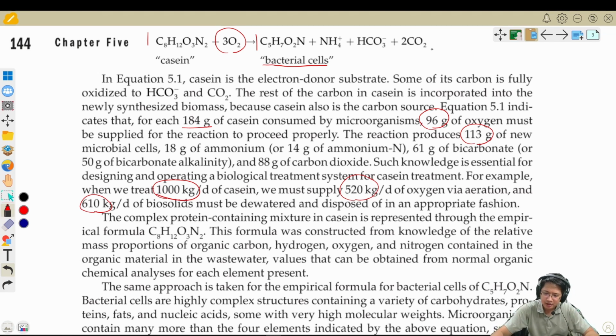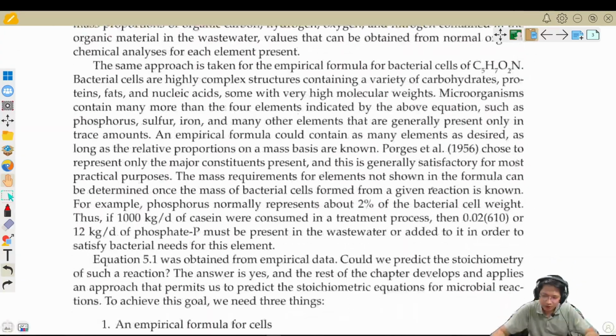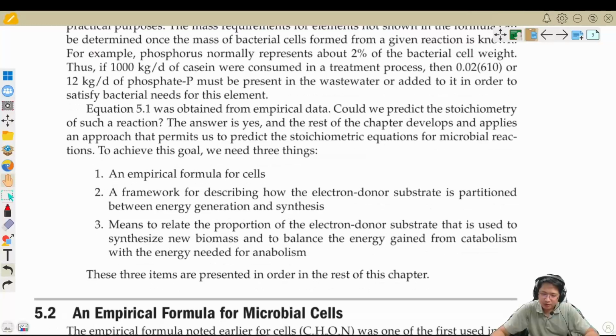From the examples here, we understand that we will require several items within the chemical reactions. The first one is an empirical formula for the cells, and this is basically a very general concept.